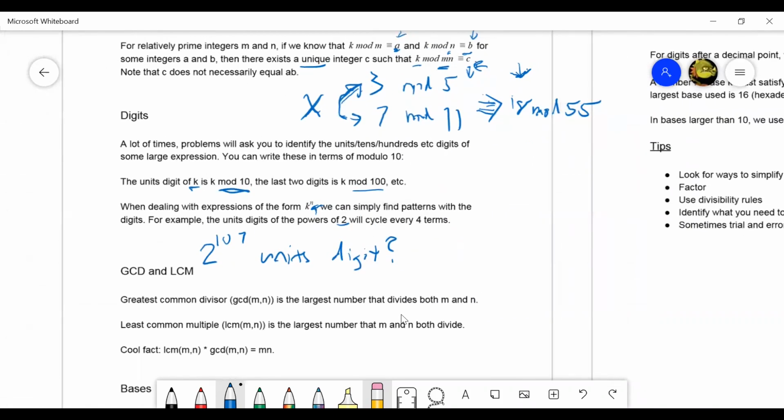Your units digits for powers of 2 are 2, 4, and we just multiply by 2 each time. So 8, then 16, and the units digit of 16 is 6. And then you just go back to 2 again, and this thing just repeats. So you can see that this has a period of 4. That means you can just take the exponent mod 4, and it's going to have the same units digit as that value. So 2 to the 107 has the same units digit as 2 cubed, or 8.